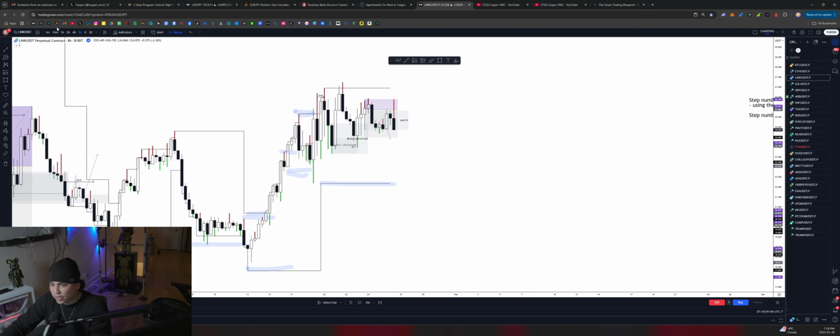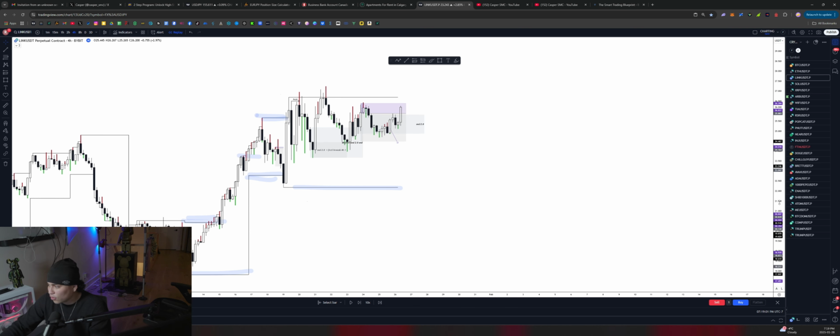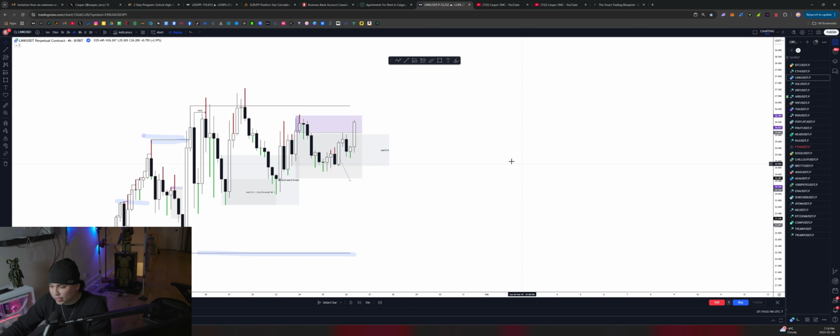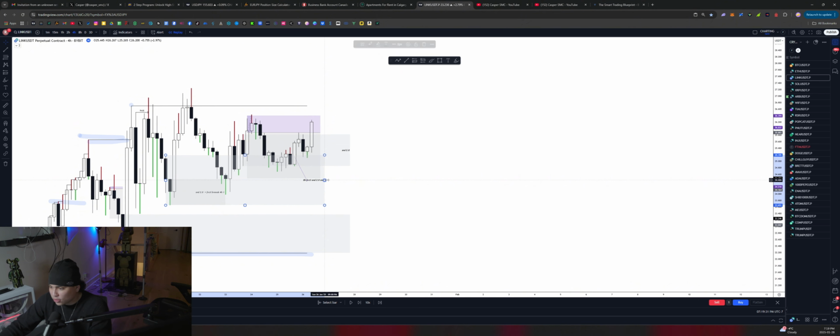So that's why I didn't use it. So I decided to step down to the 4-hour just to have a little bit of a more refined zone. And I saw that this was the last unmitigated S&D from this protected high and this protected low. I did take a loss first, but I was waiting for a 3M candle, which is these candles.